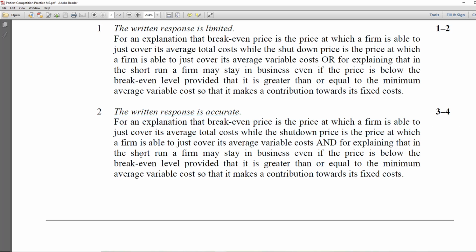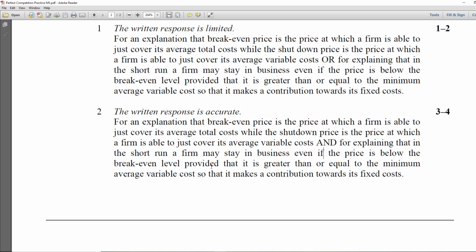You see, in the short run, right? We talk about that in the short run, they may stay in business even when they make a loss. But why? So now you are going to explain. So this is how you can get the second part of the 2 marks. Some firms even when they are making a loss, they will still produce.